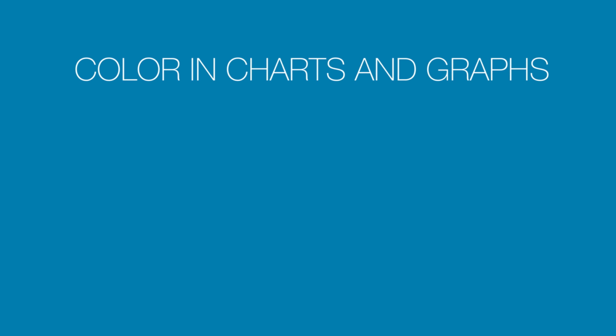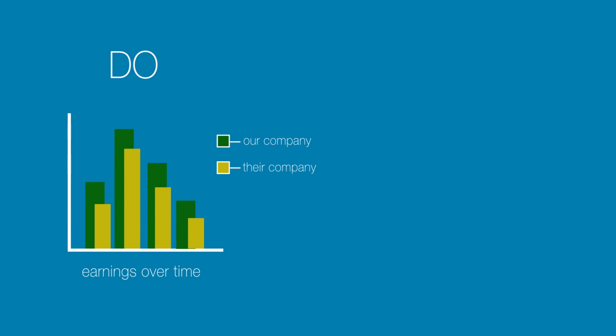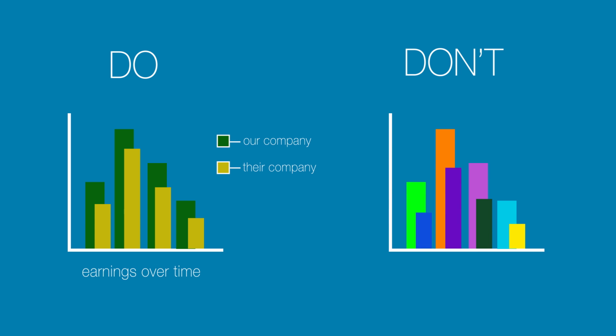Finally, let's talk about color in charts and graphs specifically. In the book, The Wall Street Journal Guide to Information Graphics, The Do's and Don'ts of Presenting Data, Facts, and Figures, author Donna Wong says that every time you change the color in a chart or graph, you are signaling a change to your audience, so choose them wisely. She goes on to offer some excellent do's and don'ts for charts and graphs, and here they are. Use the same color to represent the same variable throughout your charts and graphs, but don't use a lot of different colors to represent the same kind of data.